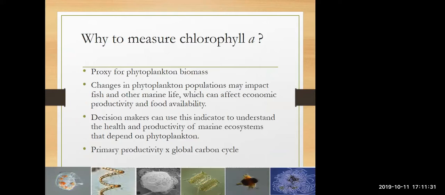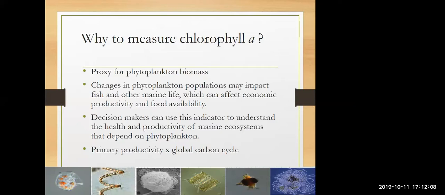The first question that we have to keep in mind is why to measure chlorophyll-a. The most important thing is that chlorophyll-a is a proxy for phytoplankton biomass. And changes in phytoplankton populations may impact fish and other marine life, which can affect economic productivity and food availability. This is important also to decision makers, who can use this information as an indicator to understand the health and productivity of marine ecosystems that depend on phytoplankton.